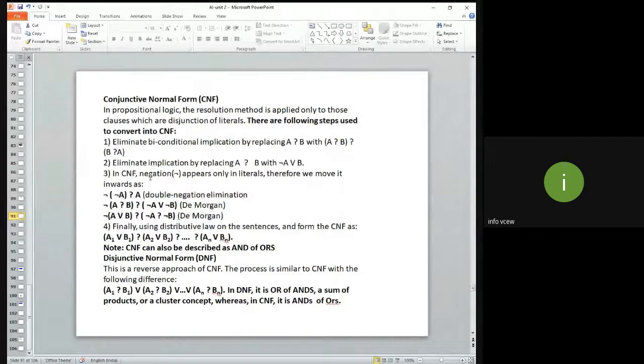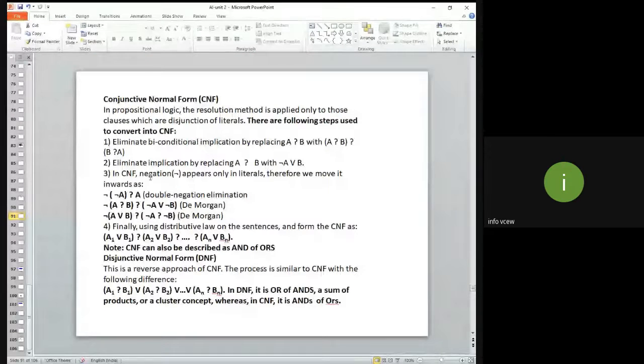A ∨ B, B ∨ A. So in the conjunctive normal form, propositional logic is applied. A is one statement, B is another statement. So conjunctive normal form means A ∨ B, otherwise intersection of B or A union B. Like that you give the statement.